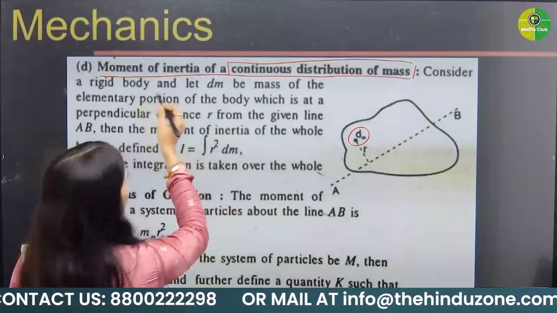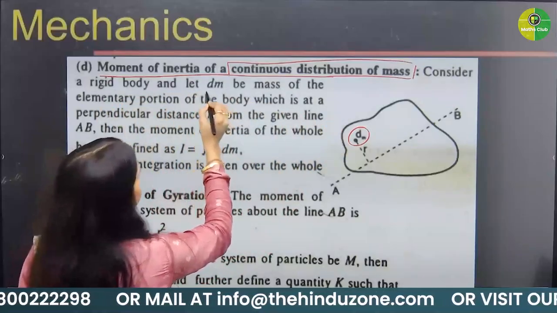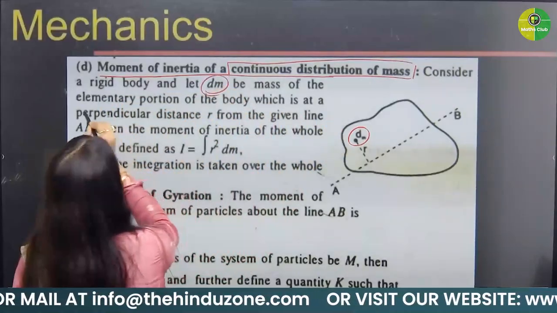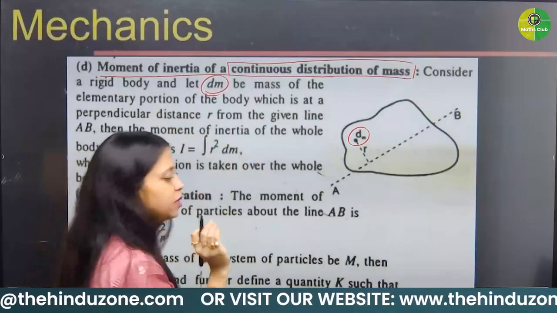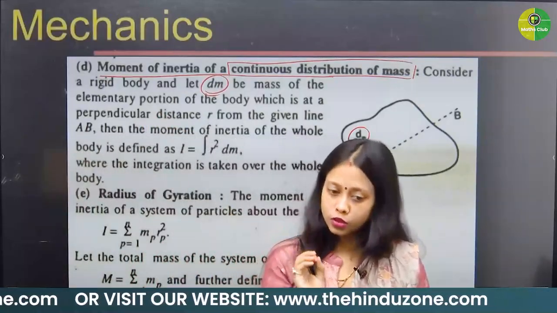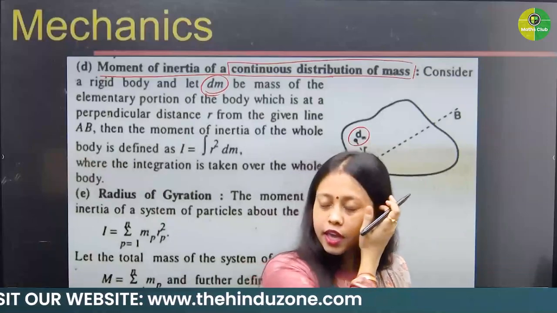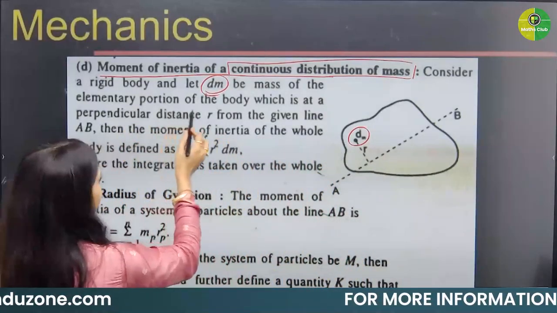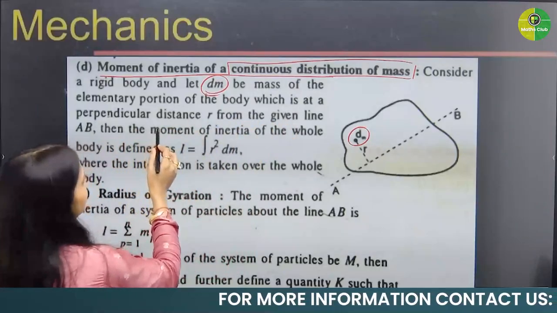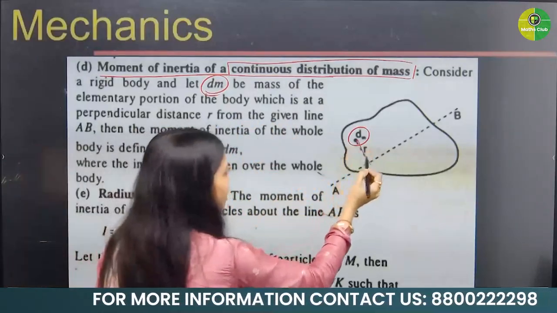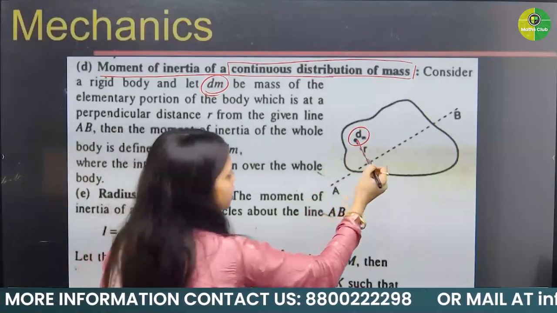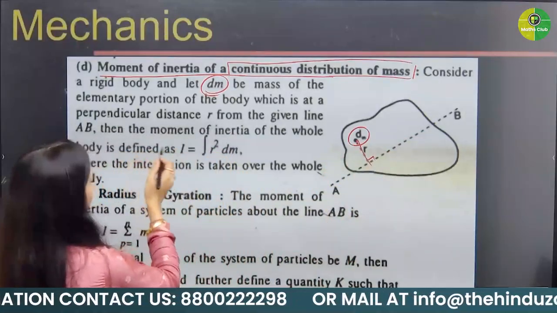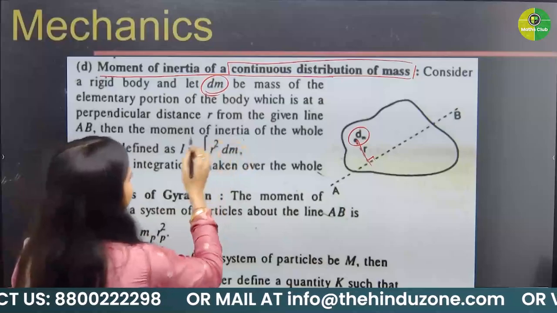So as you can see, consider a rigid body and let dm be the mass of the elementary portion of the body, meaning a very small portion, or a portion of very small mass, which is at a perpendicular distance r from the line AB. The moment of inertia of the whole body is defined as this.